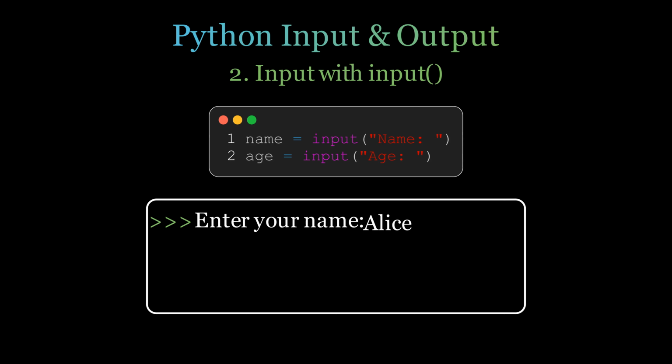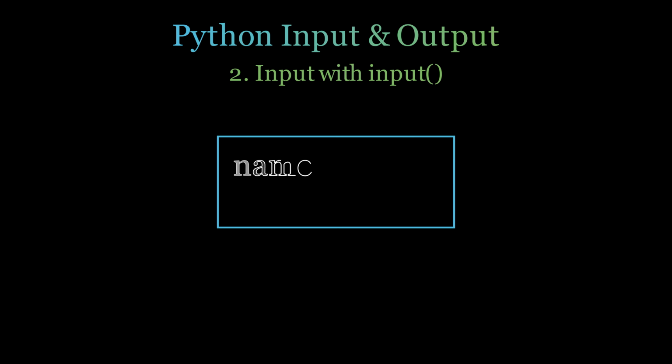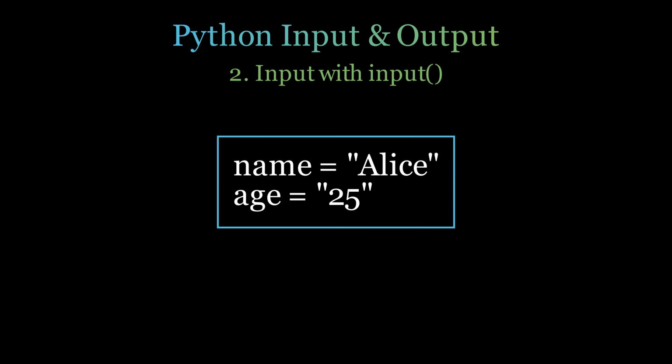You can get multiple inputs from the user. Here we'll ask for both name and age. Both values are now stored in variables. Notice the age is stored as a string, even though we entered a number.